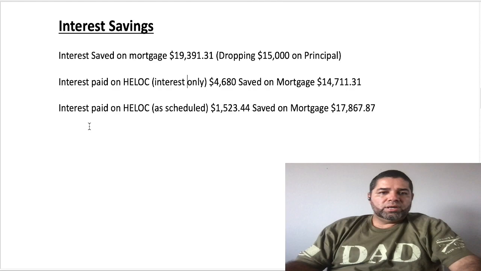Now the interest paid on the HELOC, if we follow the schedule that was planned out by depositing the remainder of our paycheck to the HELOC and also take into account our monthly bills being paid through the HELOC, the interest paid would be $1,523.44. And you would have saved on your mortgage $17,867.87.